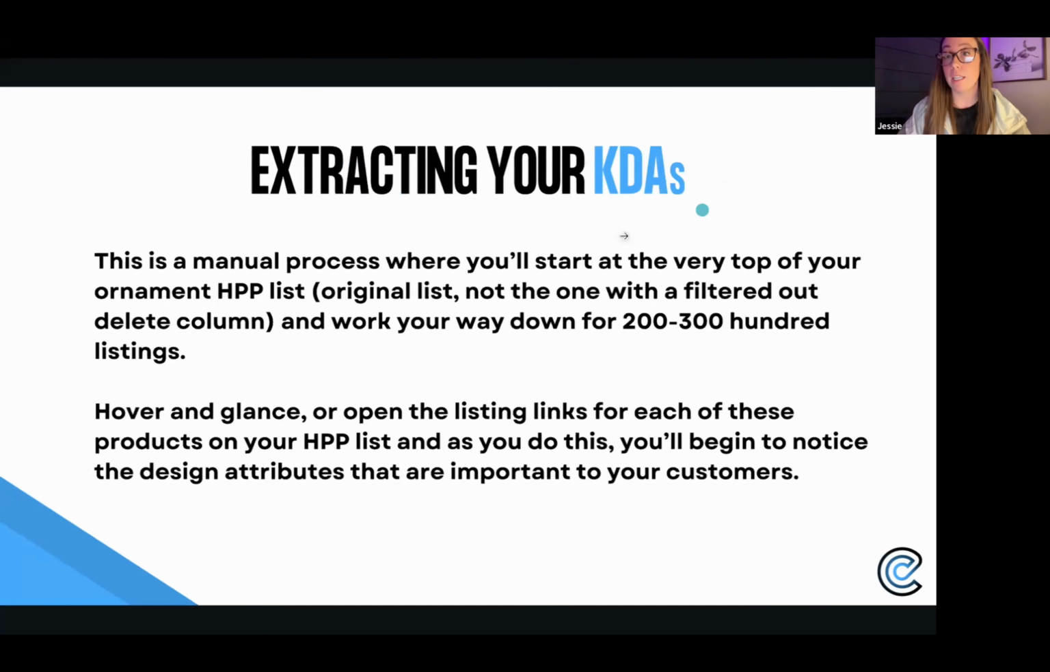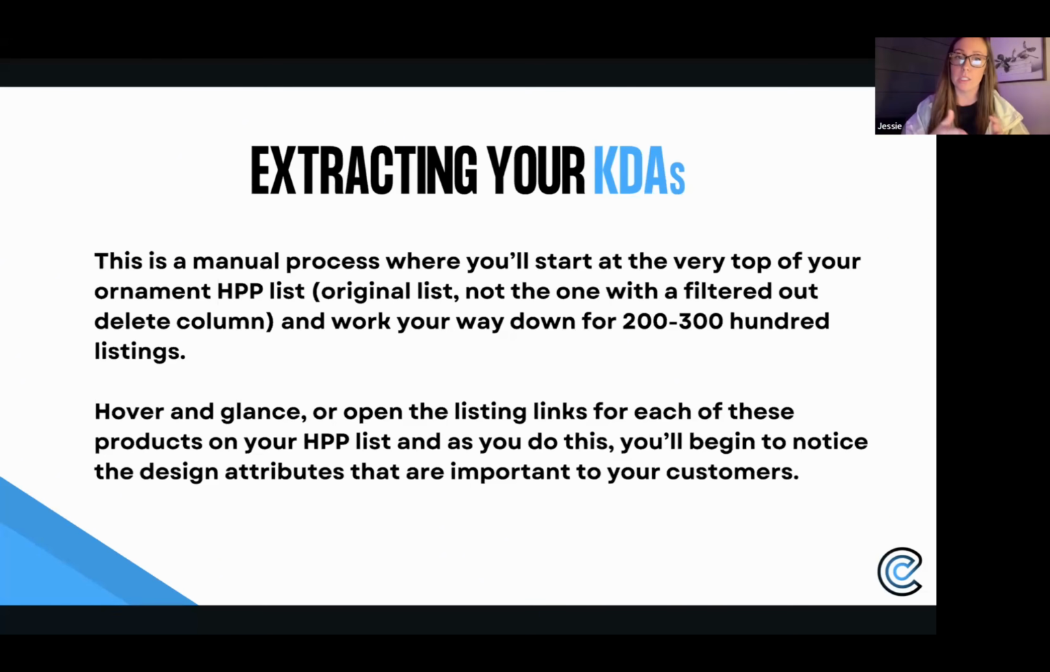All right, extracting your KDAs. So how do you find out what your KDAs are? This is a manual process where you're going to start at the top of your HPP list. You should have your HPP list or you'll be working on it in the future. Start at the top of your original list. I'm doing an ornament build right now, and I have my original list where I've identified the micro markets, and I have a duplicate where I filtered out the delete column and it's only the micro markets.